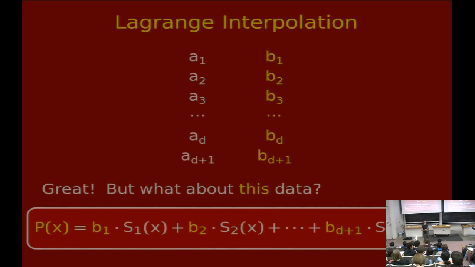First, it's supposed to be a polynomial of degree at most d. But that's OK, because all of these selector polynomials had degree at most d, and you're just adding them up multiplied by a constant. So the degree will not go up. It could go down. And it's supposed to have all the right values on the AIs. So why, for example, does it have the right value at A3?